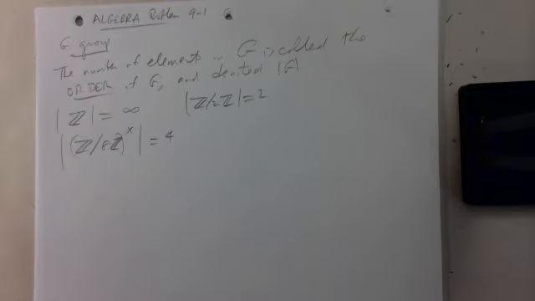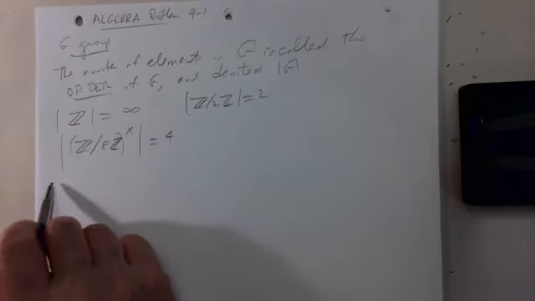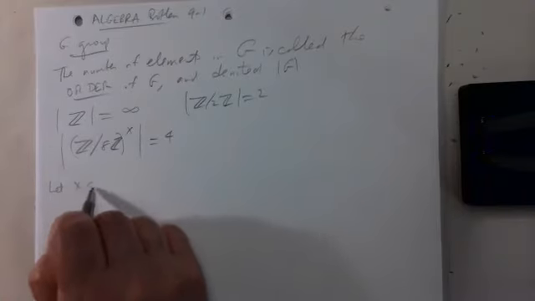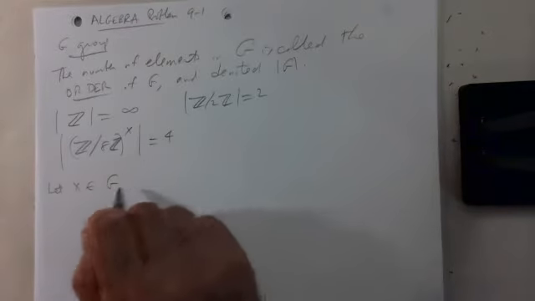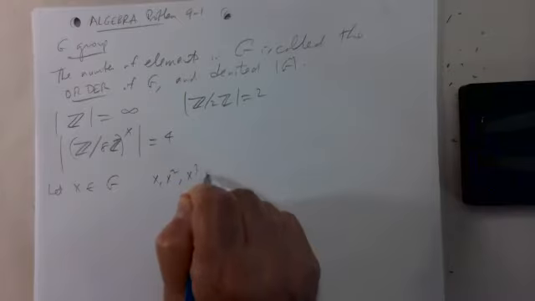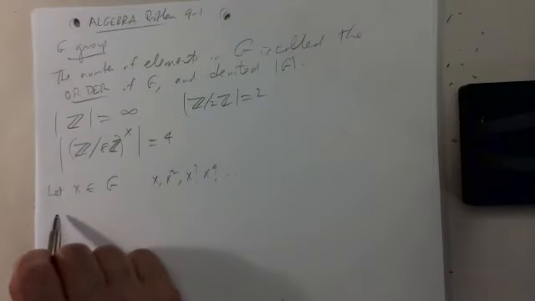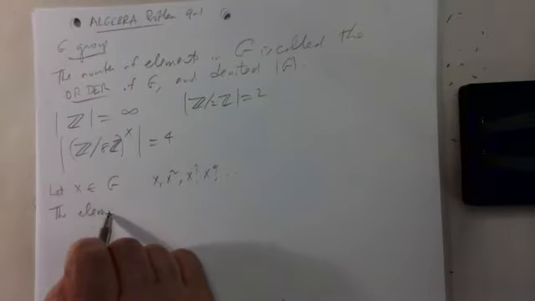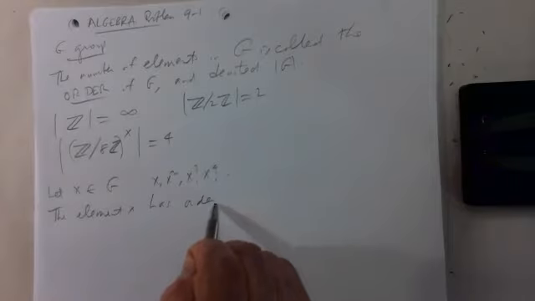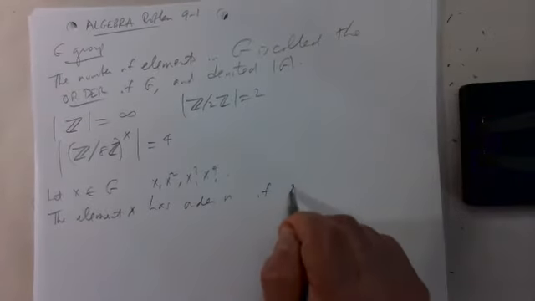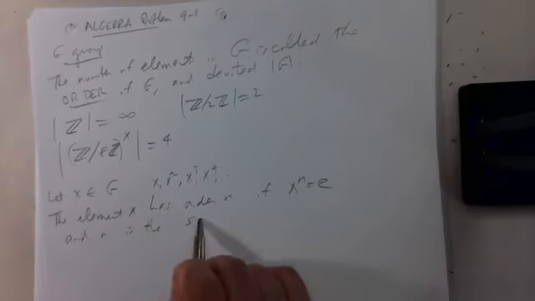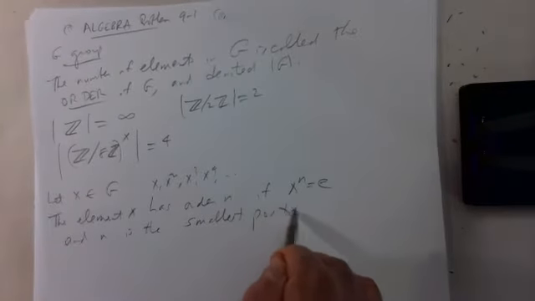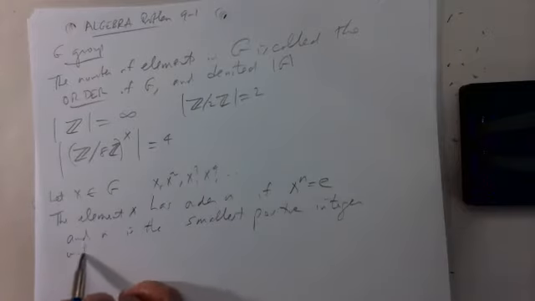Now, in group theory, the word order is used in 2 different ways. This is the first definition: the order of a group. But an element in a group also has an order. Let X be an element of G. You can look at the sequence of powers of X: X squared, X cubed, X to the 4th, and so forth. And we say that the element X has order n if X to the n is the identity in the group and n is the smallest positive integer with this property.